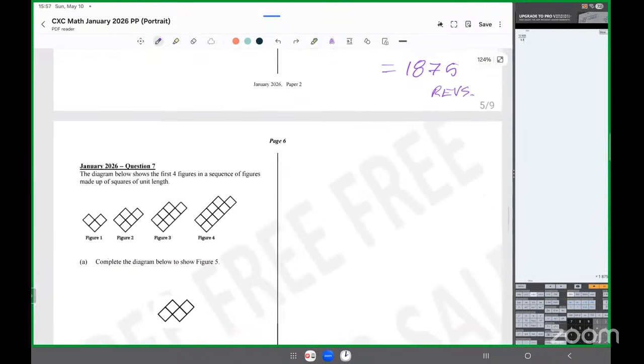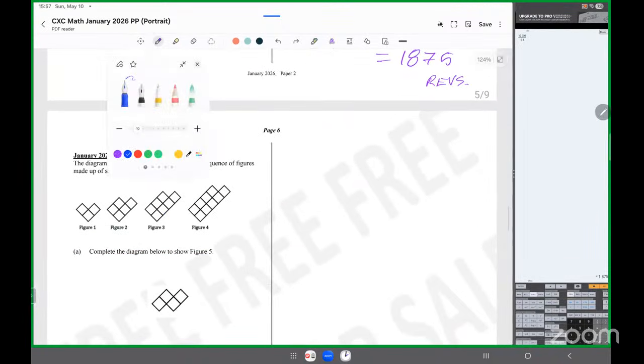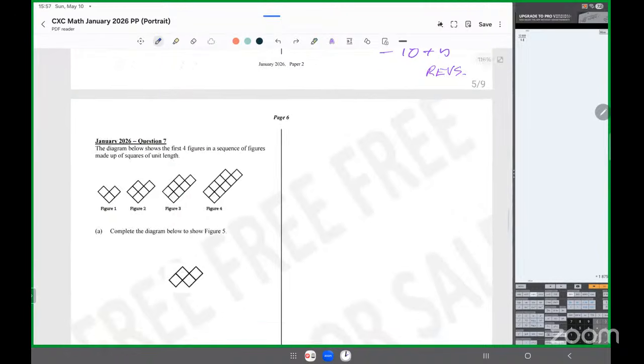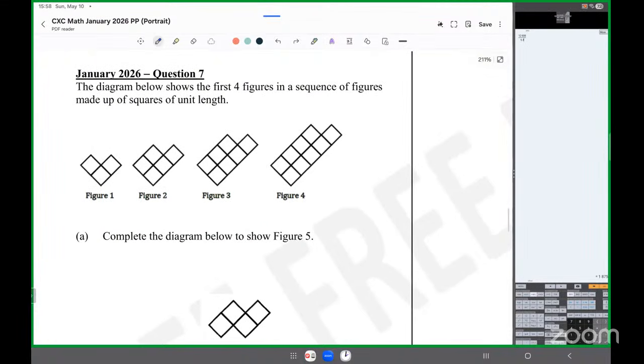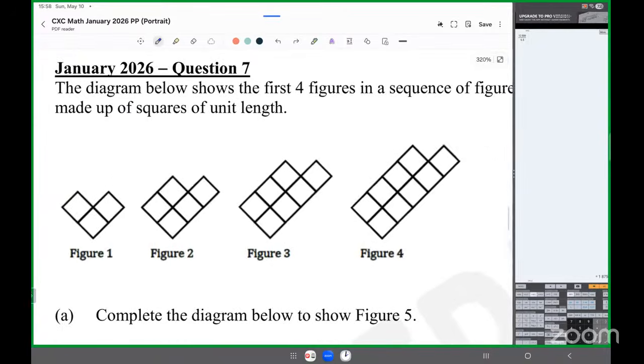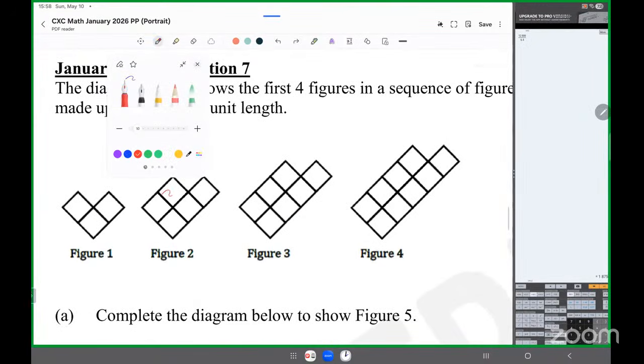Let's go. We'll come to number 7, the pattern question. This question gives us this pattern diagram, 4 shapes, and I want us to complete the shape. So if you look at it, look what I'm seeing. I am seeing that they added this.